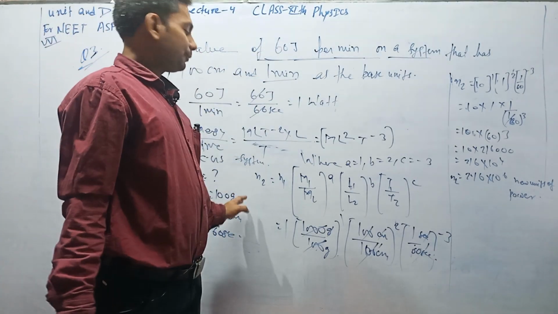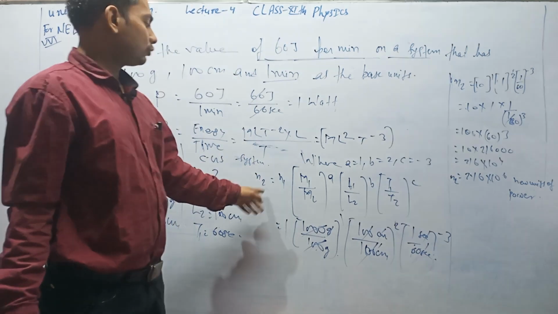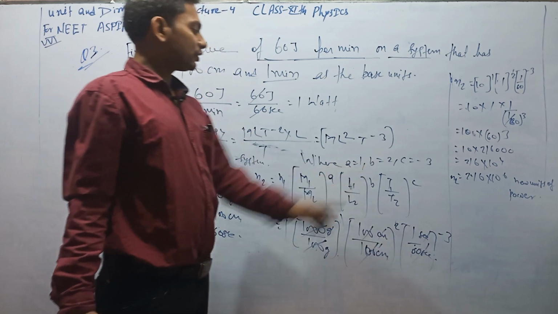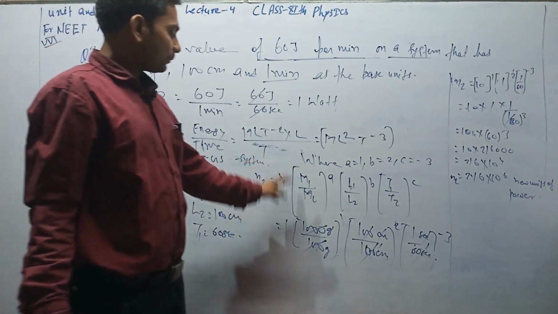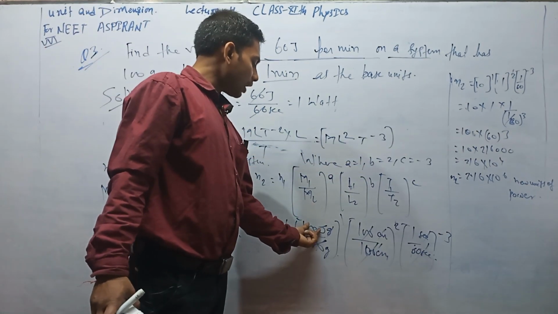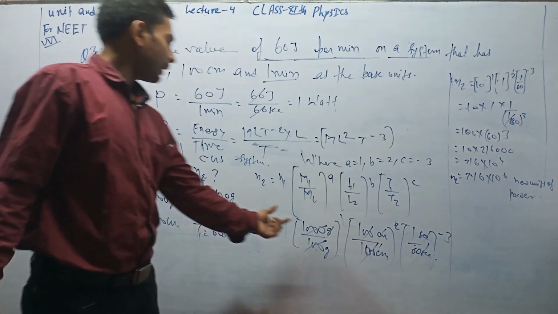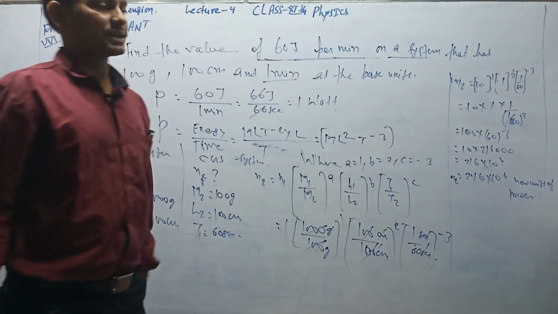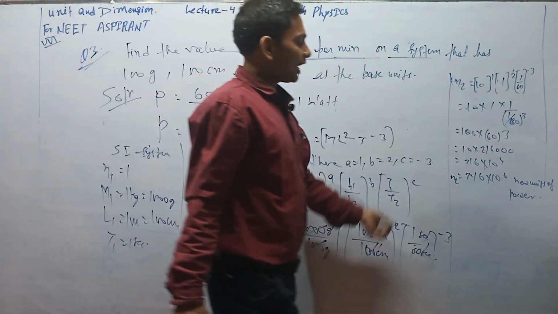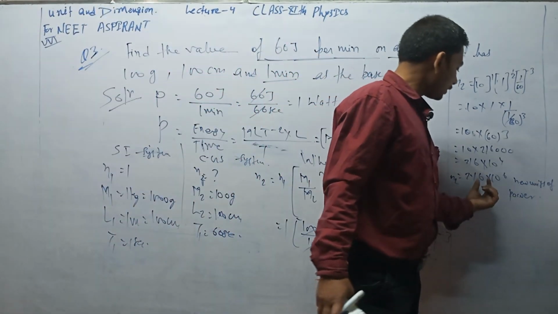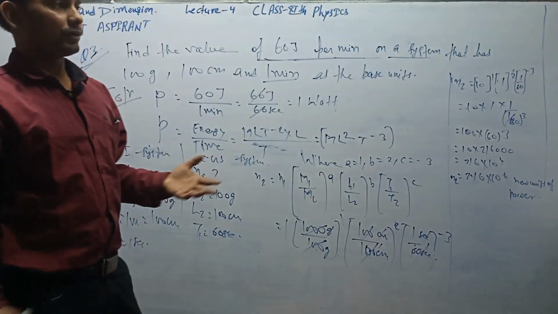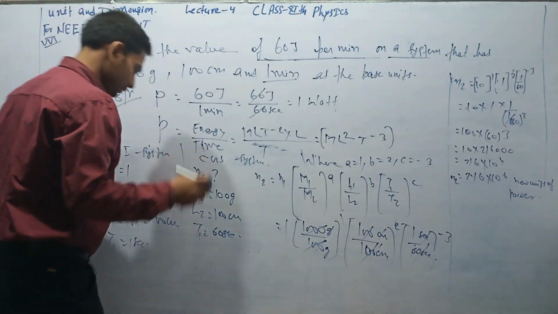So I will put in the standard equation: n2 equals n1 (M1 by M2) to the power a, (L1 by L2) to the power b, (T1 by T2) to the power c, and put the values 1000 by 100 gram, 100 centimeter, and 1 second by 60 second. I will calculate it and we get the result of 2.16 into 10 to the 6 new units of power. Now the next question I will discuss.